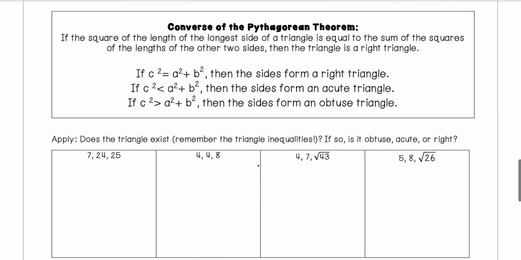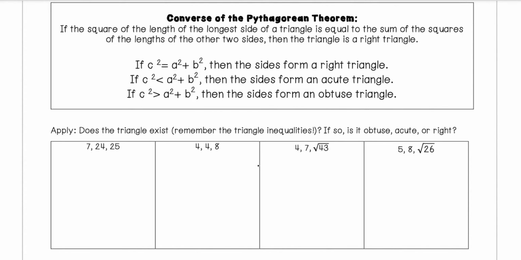Now the last thing that we're looking at is using the converse of the Pythagorean theorem. It says that if the square of the length of the longest side of a triangle is equal to the sum of the squares of the lengths of the other two sides, then the triangle is a right triangle. And then to follow up with that, if the square of the longest side is less than the sum of the squares, then that'll make an acute triangle. But if the longest side squared is greater than the sum of the squares of the legs, then it's going to form an obtuse triangle.